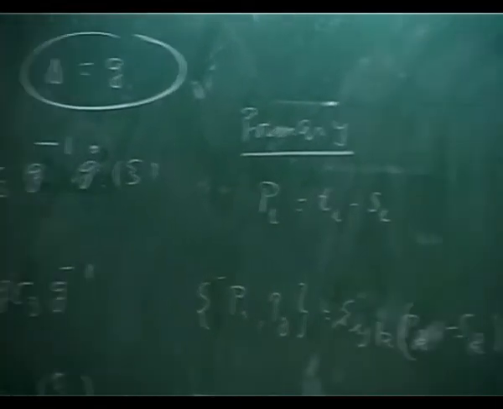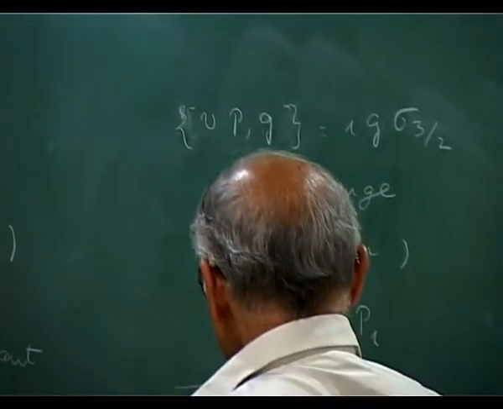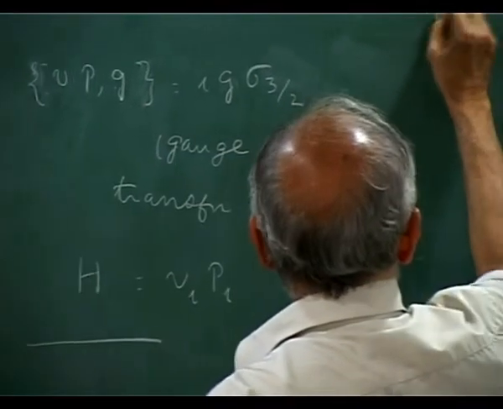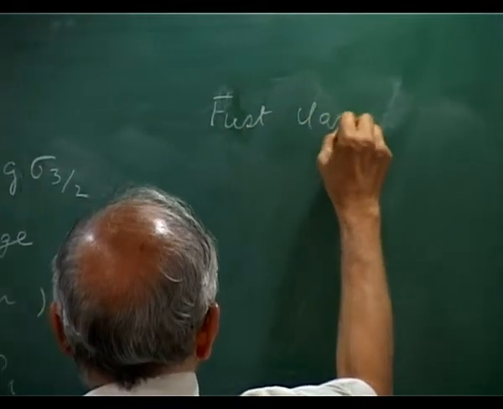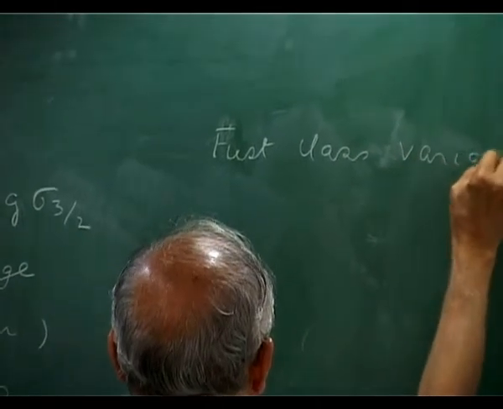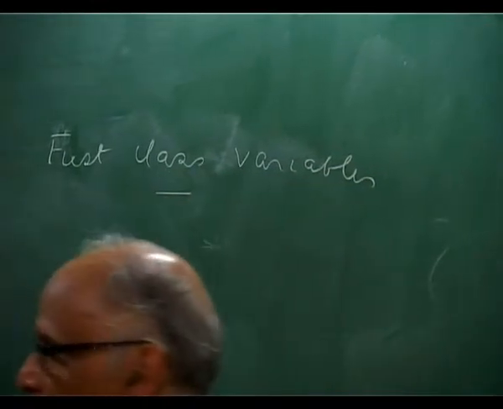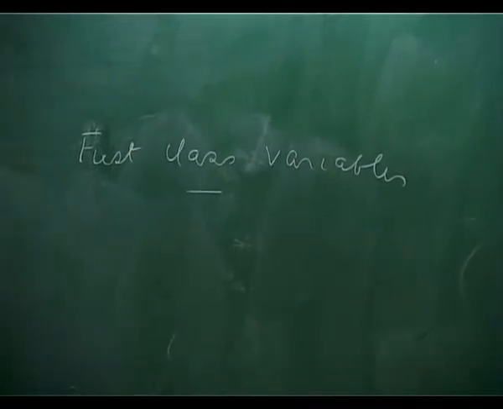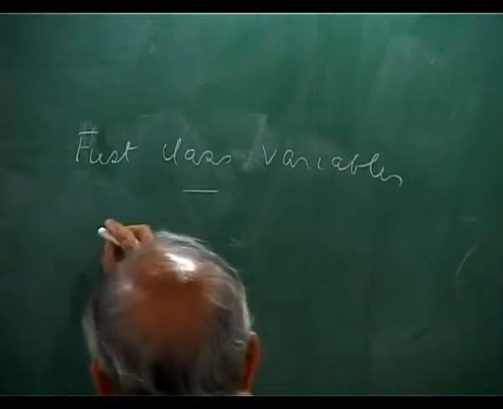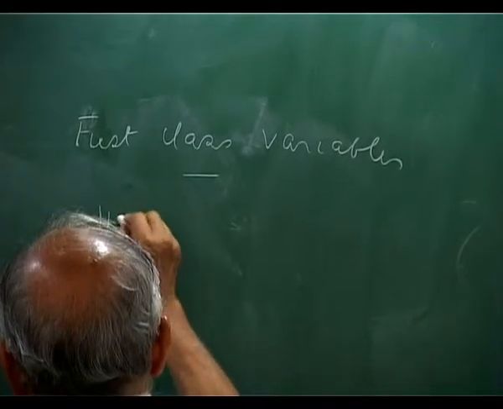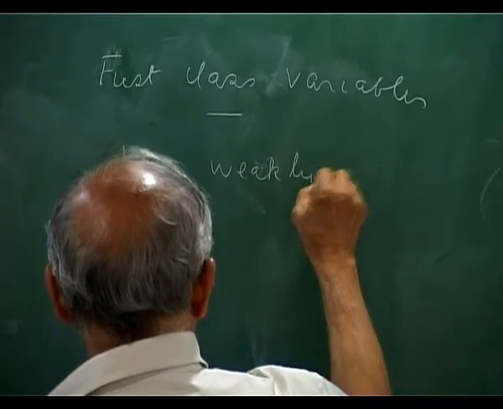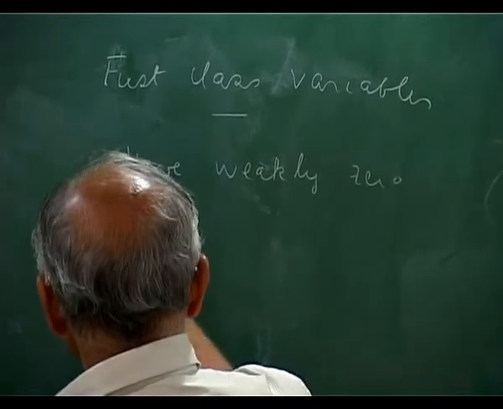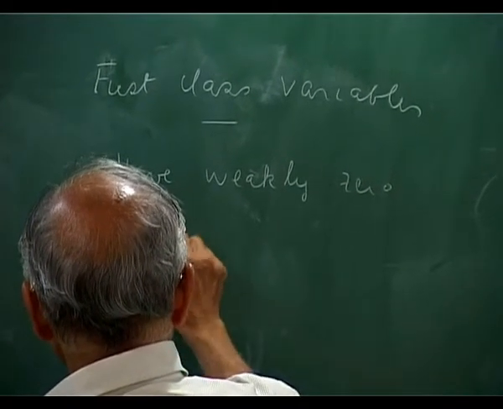Okay. And then we did the following. We went to what is called the frozen formulation. Well, what are first class variables? This is the terminology of Dirac constraint theory. If you look in Henneaux's book or something like that, you will find this. They commute with, or have weakly zero Poisson brackets with, all constraints.